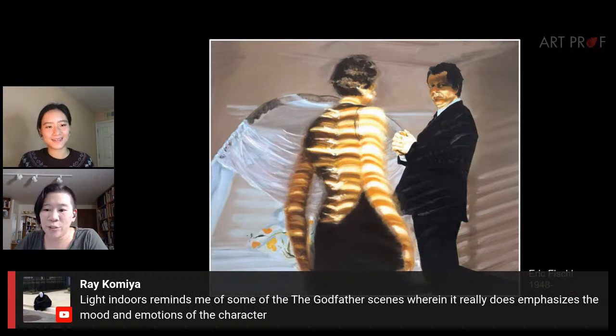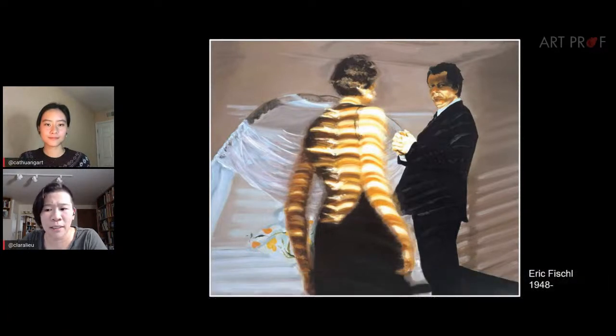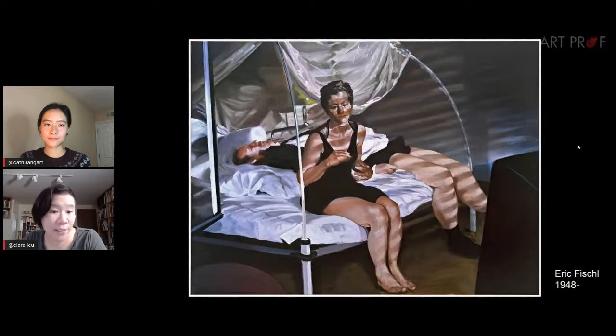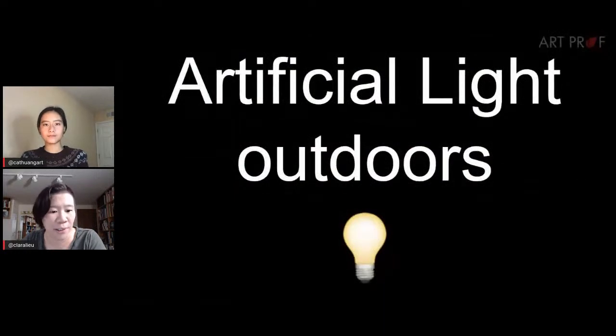Ray says, light indoors reminds me of some of the Godfather scenes wherein it really does emphasize the mood and emotions of the character. Oh, absolutely. I mean, you can have the exact same set of actors in the same place, and if you change the lighting situation, it can tell a completely different story. So I would say, always remember that lighting is not just a visual effect. It says so much about story. I know for you, Kat, you think about that a lot in your stories.